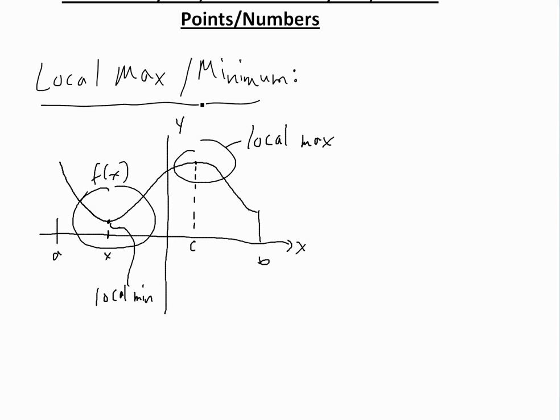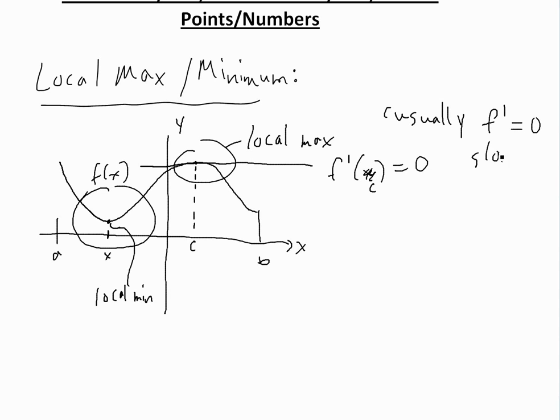As you can see from here, if you have a local max or minimum, usually the derivative, the slope of the tangent line, is 0. This one has f prime of x equals 0 at this point here. This one's c, so we'll just put it as c. So at a local max or minimum, usually f prime is equal to 0, or the slope is 0.